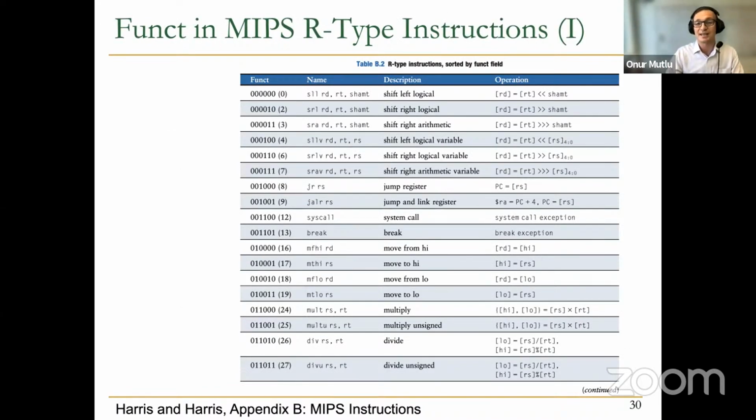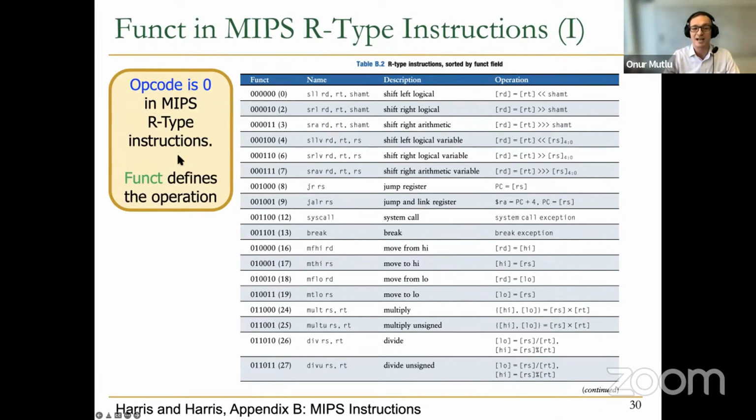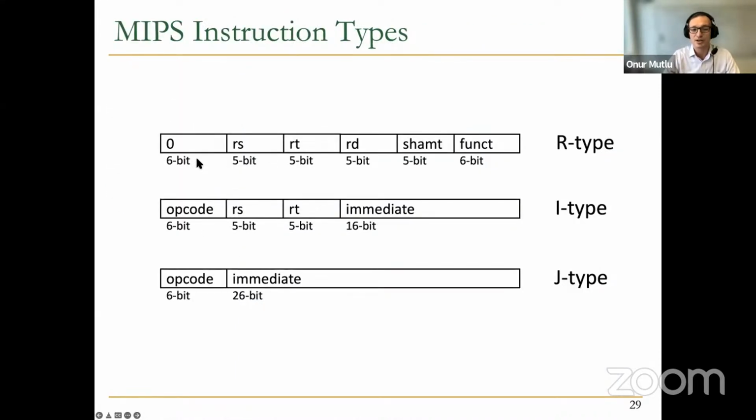And these are the MIPS R-type instructions from your book. You can see that opcode is 0 in MIPS R-type instructions, but funct defines the operation. So this is actually a trick instruction set architecture designers play. You set an opcode to a value, and then you have another opcode field based on that value. If this opcode is 0, interpret these last 6 bits as opcode also. And that is basically the function that should be executed in the ALU in these register-to-register operations.